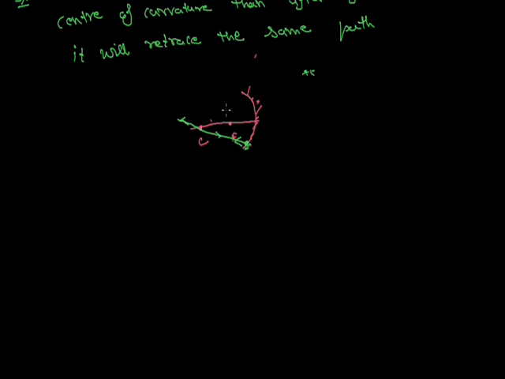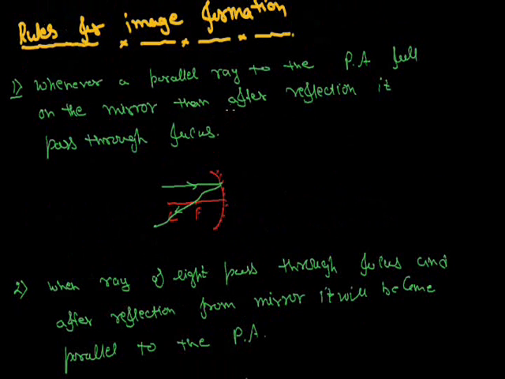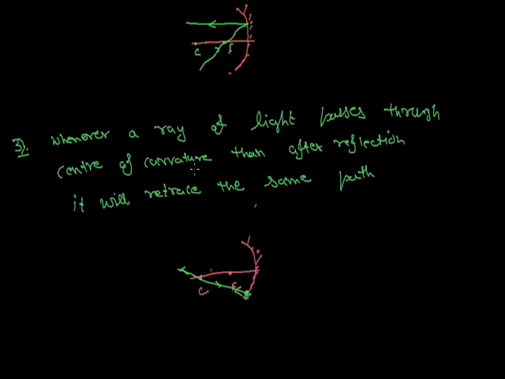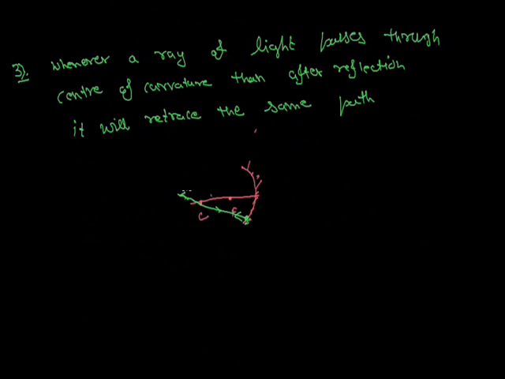So these are the three rules which we will use in the image formation by the mirror. The first rule is this: whenever a ray passes parallel to the principal axis, after reflection it will pass through the focus. And the second rule is this: whenever light passes through the focus, it will reflect back parallel to the principal axis. But the most important is the third law. In the third law we say, whenever a ray of light passes through the center of curvature, it will not reflect at any angle. It will reflect back and retrace its same path.